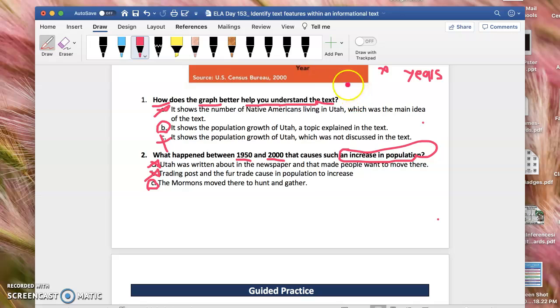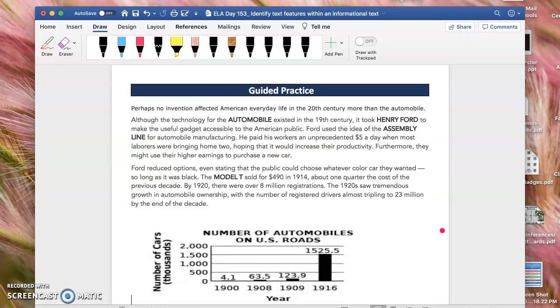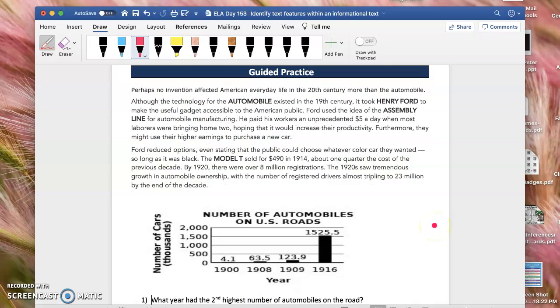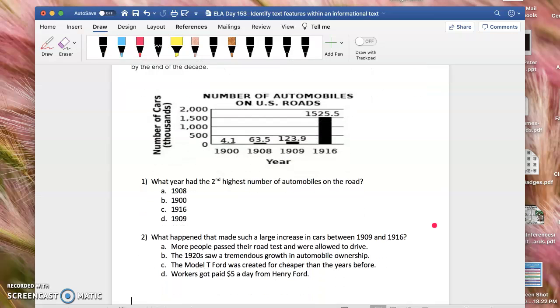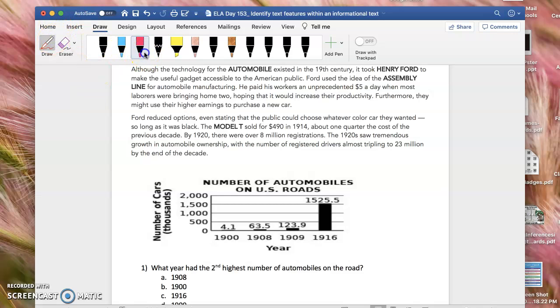Good. So you see how you have to be able to read the graph along with the passage in order to understand the graph better. So now let's move on to our guided practice. Now remember guys, in your guided practice you have to read the text first and answer the questions first before you come back and figure out the answers. So I'm actually not going to read the text, but we're just going to go ahead and analyze the graph and answer the questions, okay?